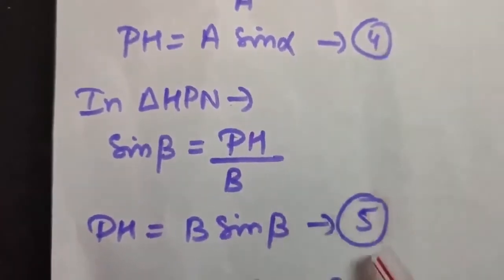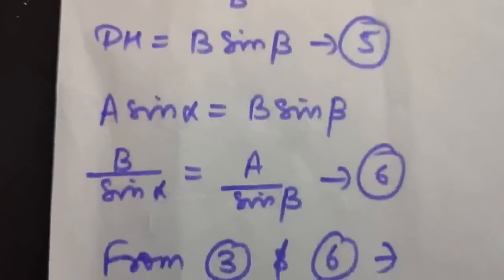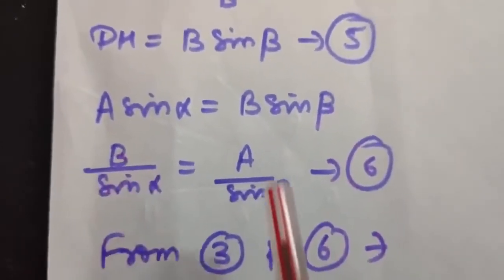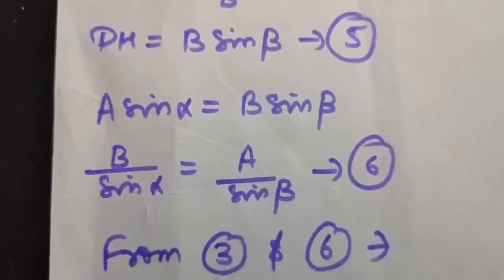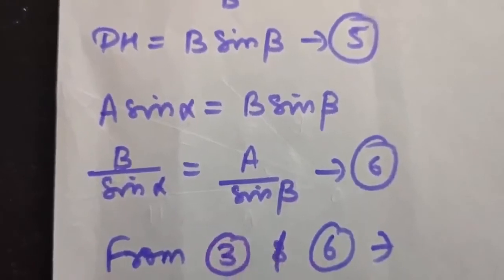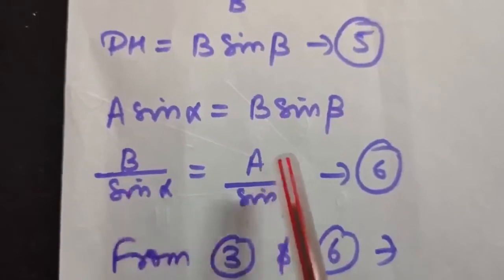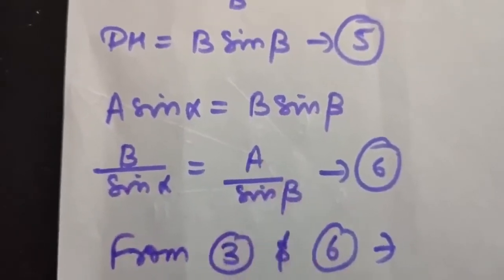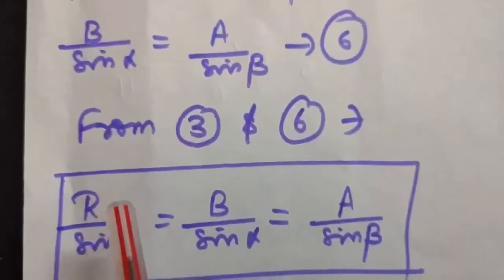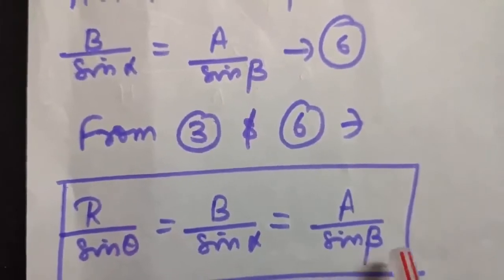Now from 4 and 5 again, A sine alpha will be equal to B sine beta, or you can write it as B upon sine alpha will be equal to A upon sine beta. Now if you look at your third equation, R upon sine theta was equal to B upon sine alpha, and B upon sine alpha is equal to A upon sine beta. So from the third and sixth equation you can say R upon sine theta will be equal to B upon sine alpha will be equal to A upon sine beta.